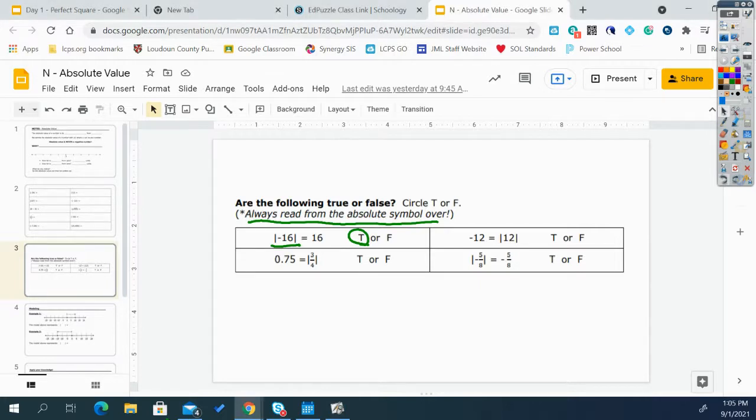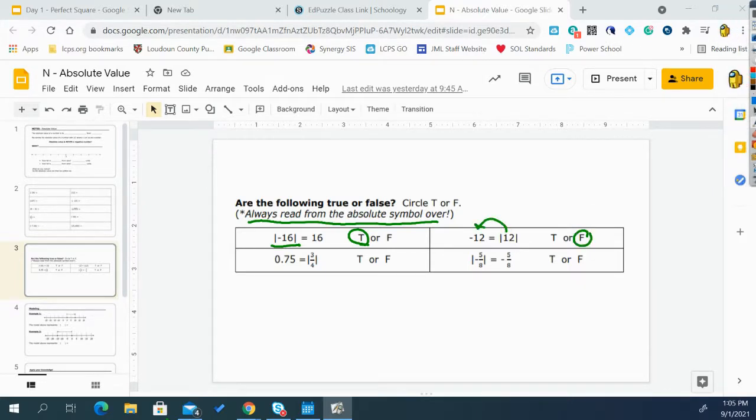You should have picked false. The absolute value of 12 is positive 12. This had a negative 12 come out of it, which could not happen. It should have been positive 12.